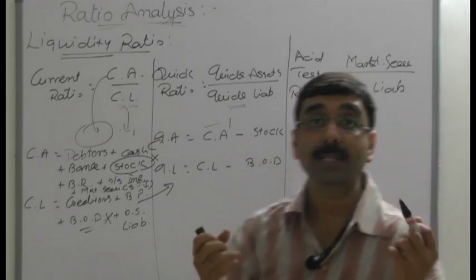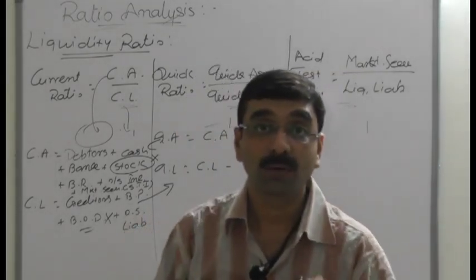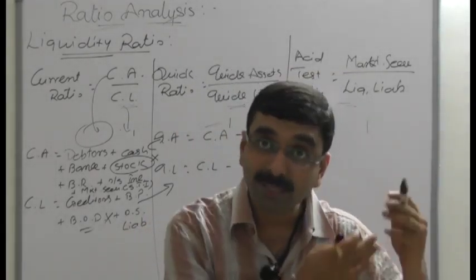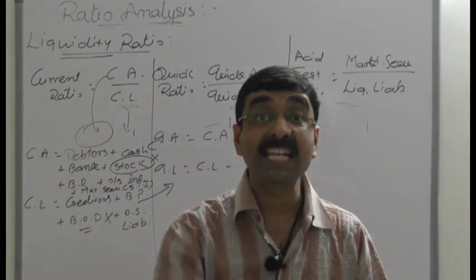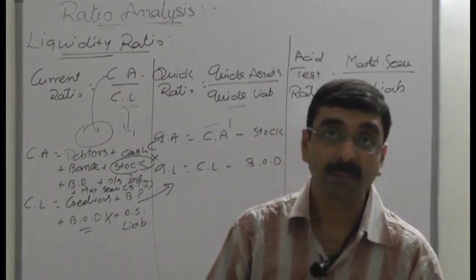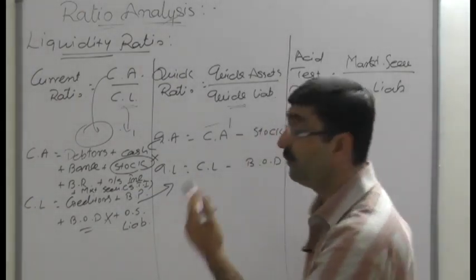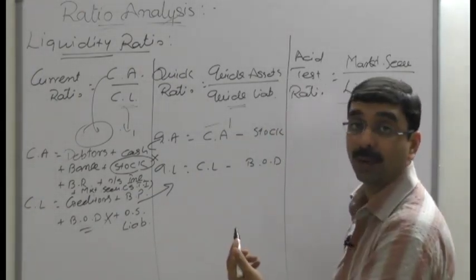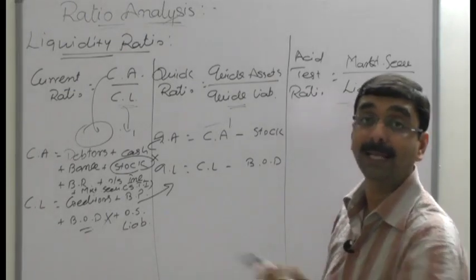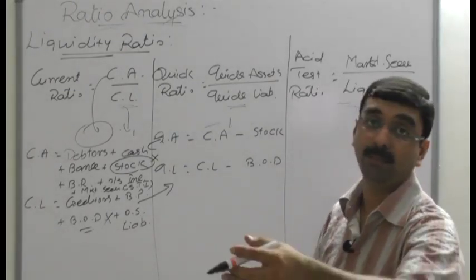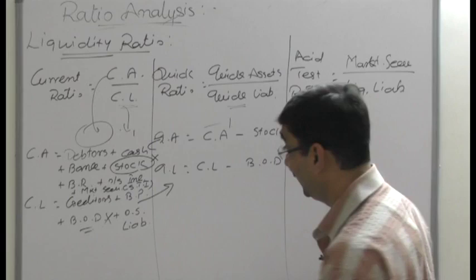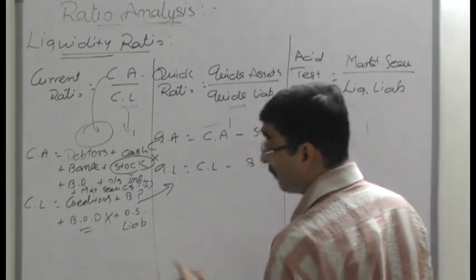Quick ratio actually shows the position of how much cash and liquidity is available to meet immediate liabilities payment. Immediate, maybe within 5 days, within 10 days you want to pay. And if there are any quick assets which you have, we can dispose of them and get the cash back and meet the payment of liability. So this is a quick ratio.